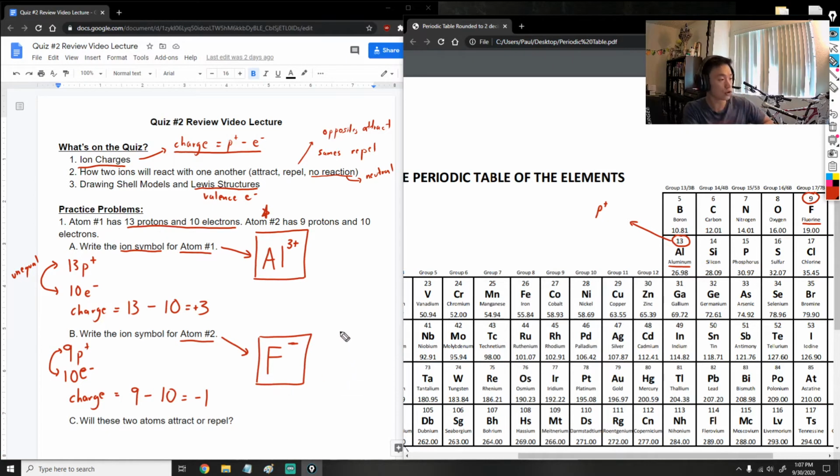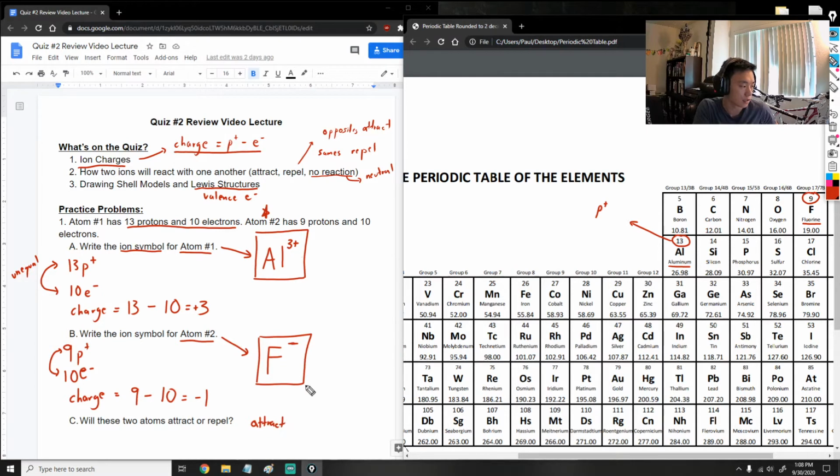Okay, so we have our 2 atoms now. Atom number 1 is Al3+. Atom number 2 is F-. So for the next part, part C, will they attract or repel? If you guys notice, this one is +3. This one is -1. It's +3 and -1. So if they're positive and negative, are they going to attract or are they going to repel? Okay, hopefully you said that they attract.